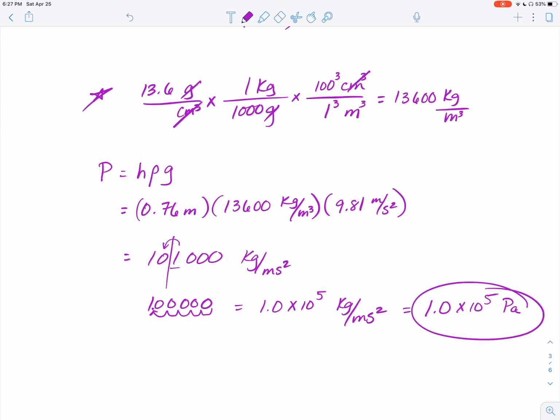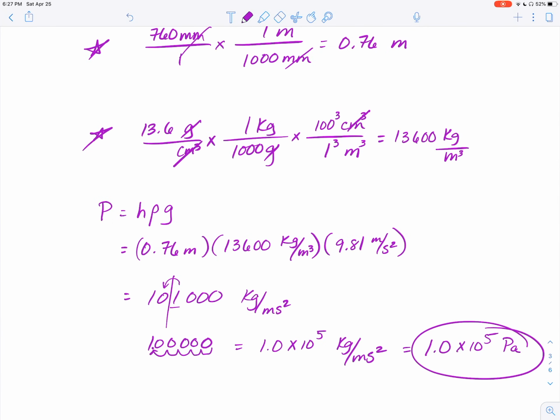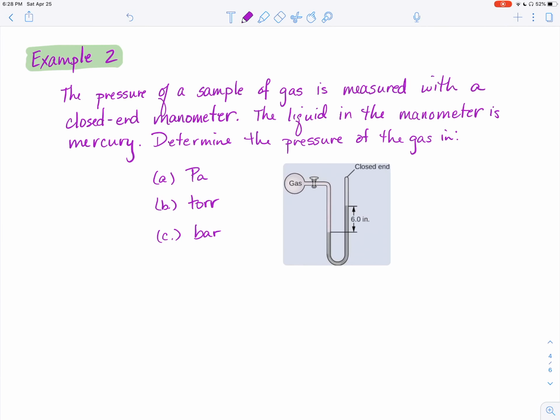And so let's compare that number to the original number, 101,325. That's pretty close to the same value. So I say that yes, the hydrostatic pressure of mercury at sea level is the same as the atmospheric pressure at sea level. All right, let's go to the next problem.